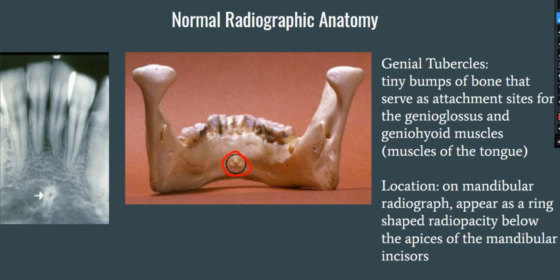On the radiograph, it is going to appear as a ring-shaped radiopacity below the apices of the mandibular incisors. So the arrow is pointing to it, but I'm going to go ahead and circle it. And that ring-like radiopacity right there, that is your genial tubercle.